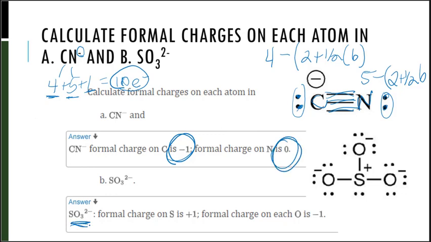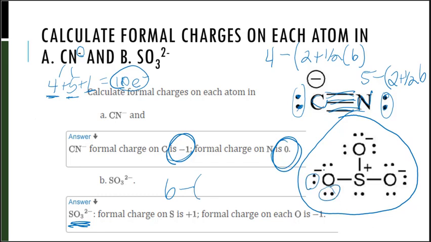When we did SO3, we should have a structure like this. Each O looks the same, so we are going to take 6 valence electrons for oxygen minus, each oxygen has 2, 4, 6 in lone pairs, plus half of, each oxygen has 2 that are in bonds. So half of 2 is 1. 6 minus 7 is -1. Each oxygen has a -1 formal charge.